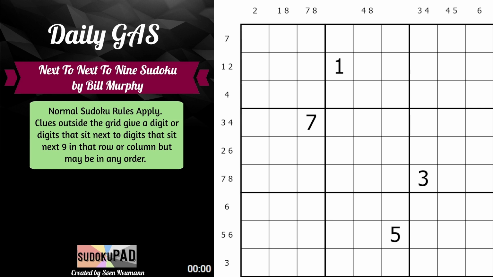So what does that mean? Well, we looked at next to 9. Now this is next to next to 9. So a clue of 1, 2 in the row or column would indicate that there is some combination of 1, we'll use 0 as our filler, 1, 0, 9, 0, 2, or 2, 0, 9, 0, 1, where these zeros could be any digit. But it's that the 1 and the 2 are next to the digits that are next to the 9. And that is true in the row or the column.